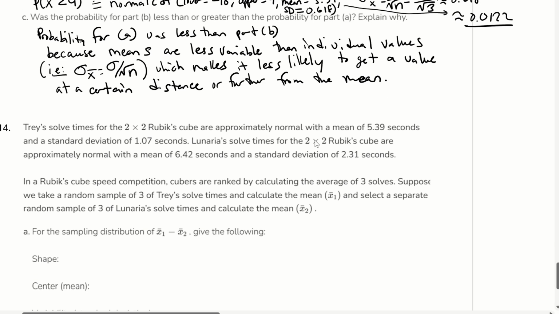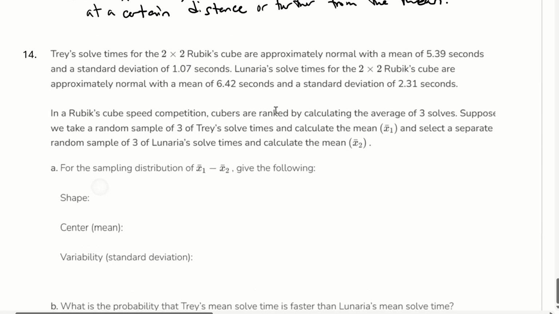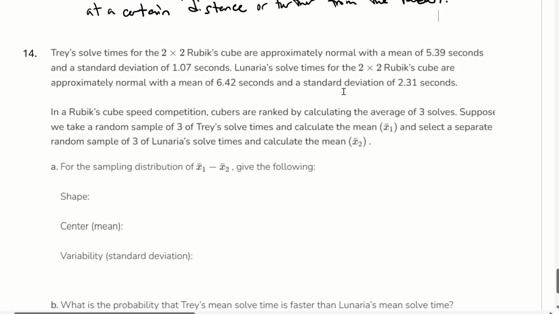Okay. All right, so if you mention something like the sigma x bar is less than the sigma, and then that influences the probability, something like that. All right, so number 14, trace solve times. So this is the same thing.